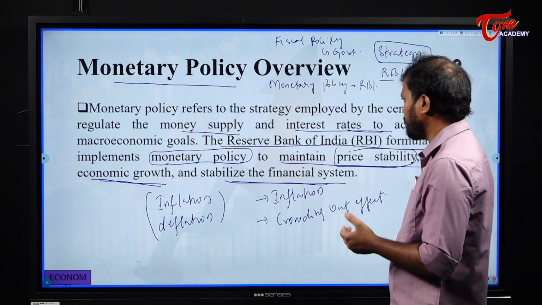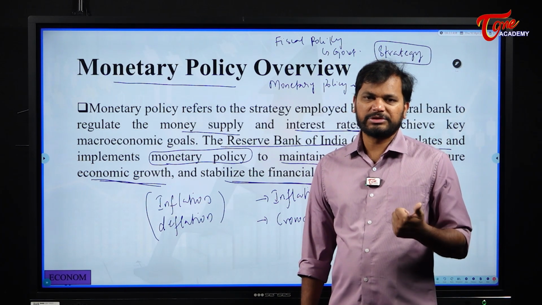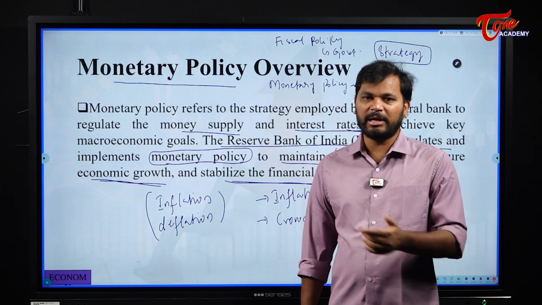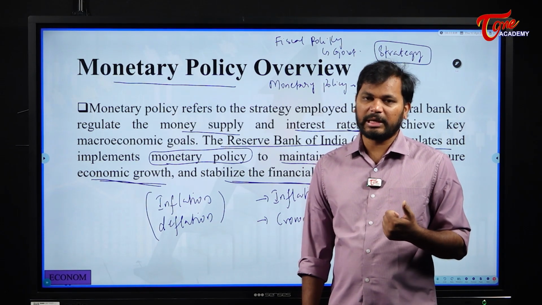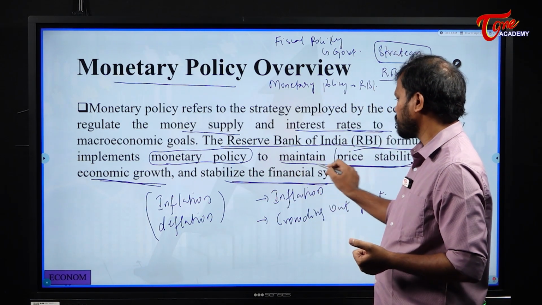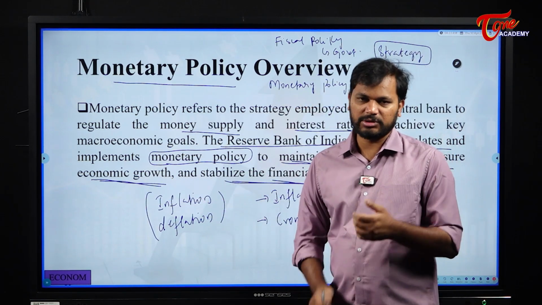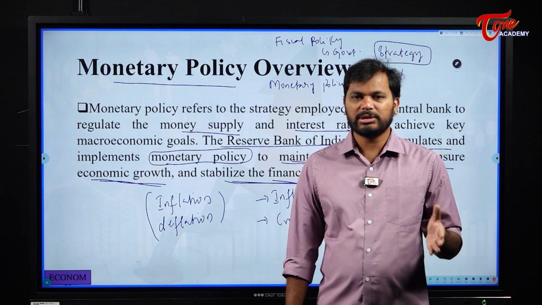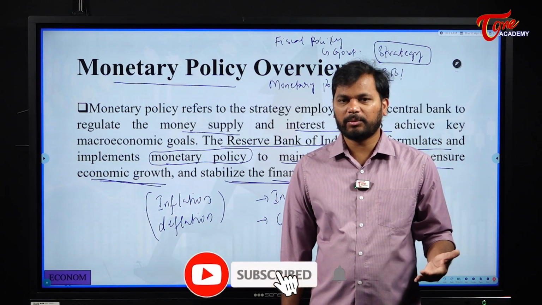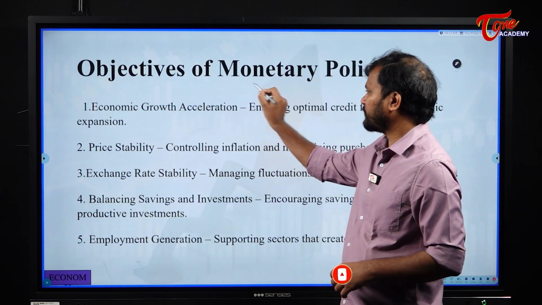Clear? Next. Here the question can be asked in such a way that the monetary policy is regulated by which of the following. The questions may not be that direct, but at least in a confused statement, this particular question can be asked. And the objectives of the monetary policy, which are to maintain price stability, ensure economic growth, and stabilize the financial system, so the question can be asked from the objectives, or from who regulates or who formulates the monetary policy. Clear?